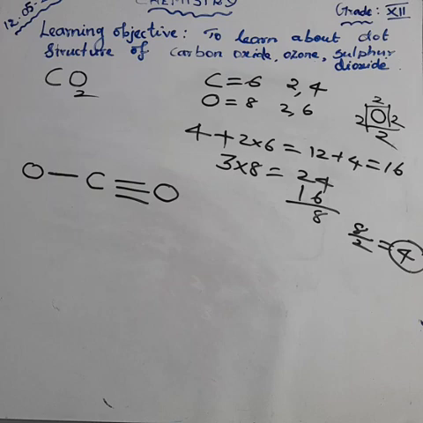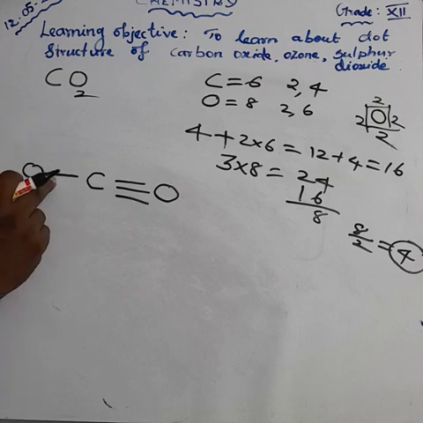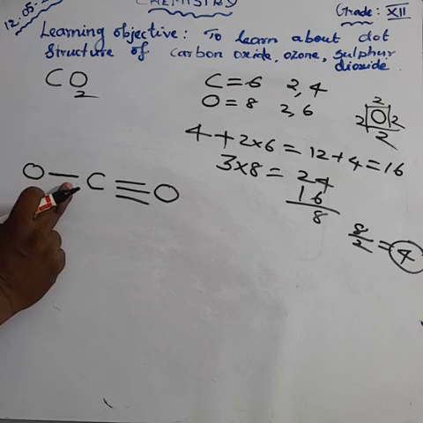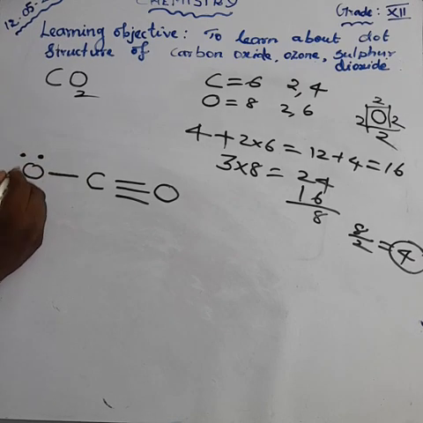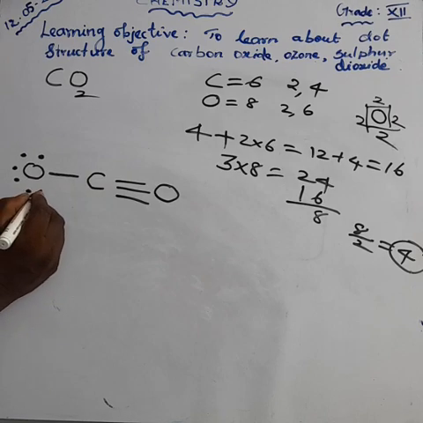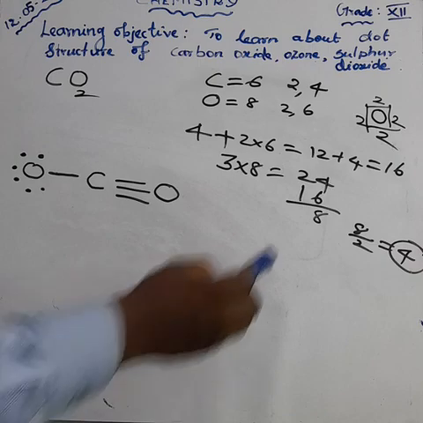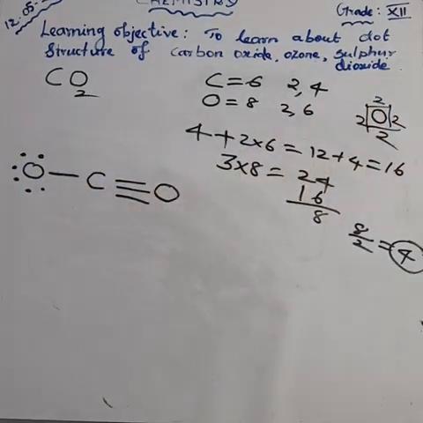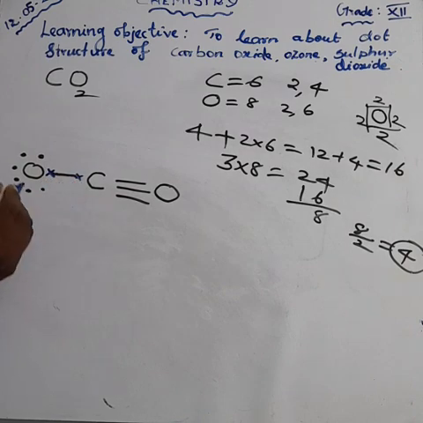Out of these 8 electrons, a single bond means it can accommodate 6 electrons. Okay. A single bond means how many electrons are accommodated? 6 electrons, that is 1, 2, 3, 4, 5, 6. Am I right? So we know that we need 8 electrons for the inert gas configuration. Okay, so this is 8 electrons. Am I right? 8 electrons.